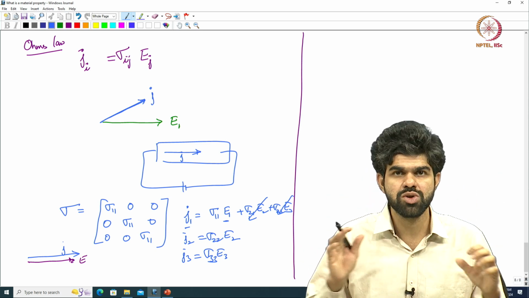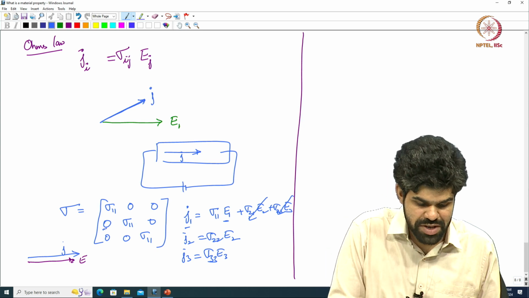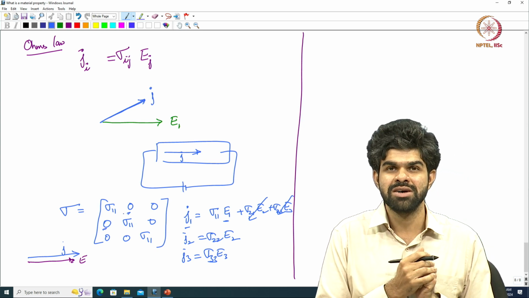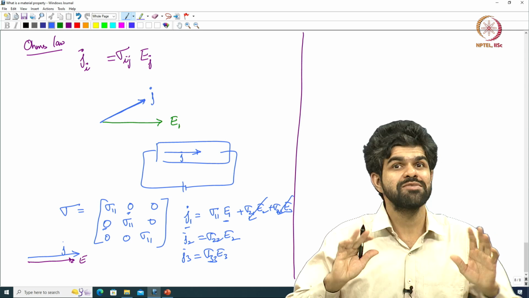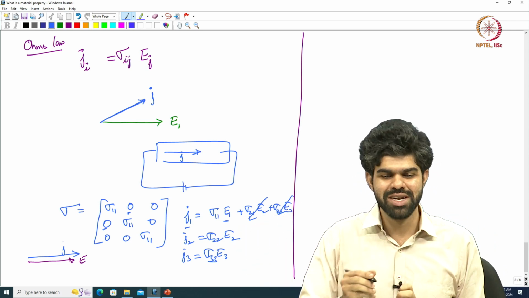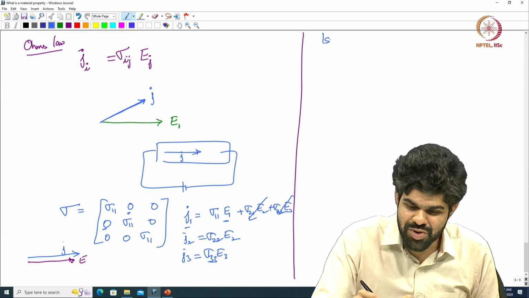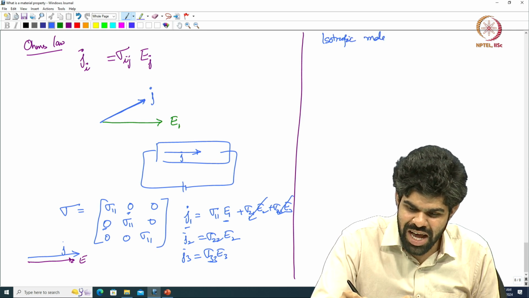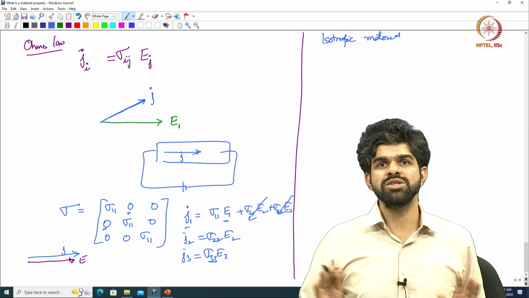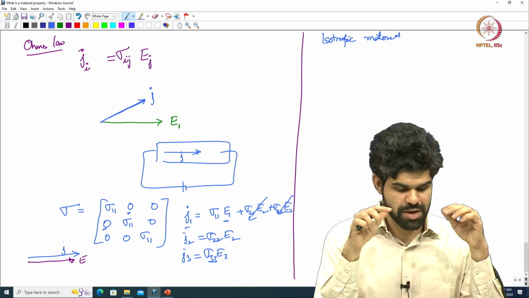I do not have any cross components of sigma, I do not have any of these cross diagonal elements of sigma, right. So, this is what happens in what are called isotropic materials. We will actually define what isotropic materials are later, but I am just introducing the term here. So, I have what is called an isotropic material.